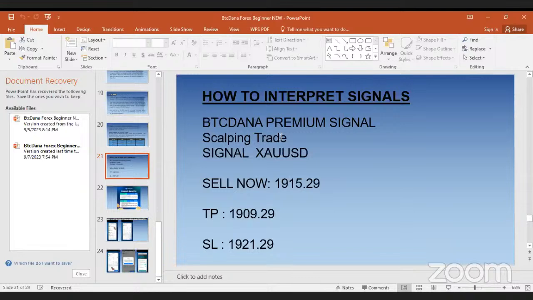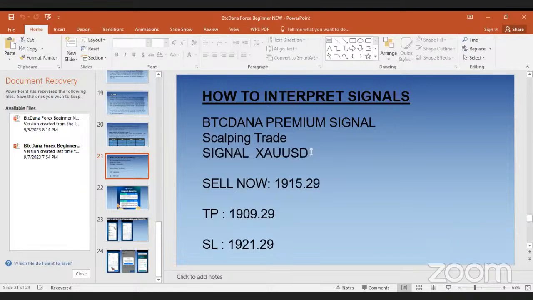But as a swing trader, what swing traders do is they go to the weekly time frame or the monthly time frame and make the analysis there, and that is where they place their trade.